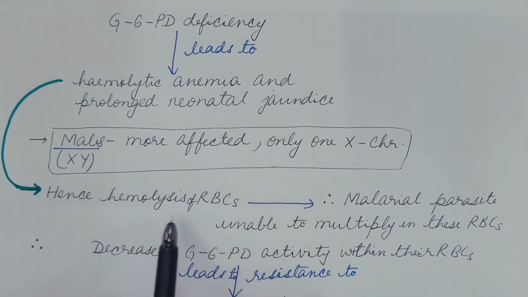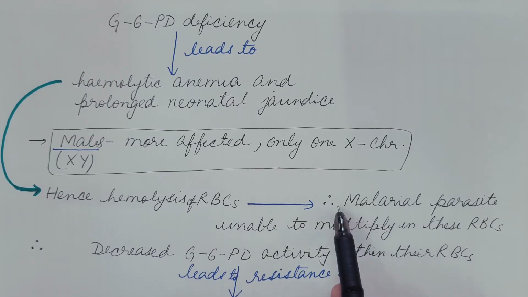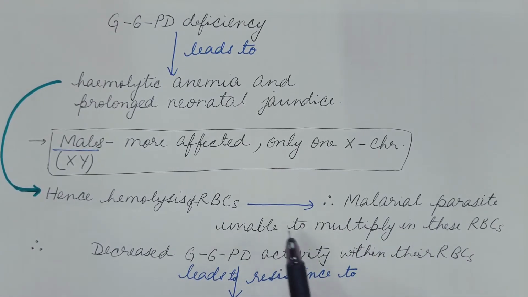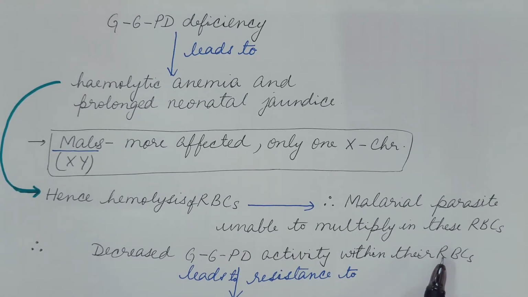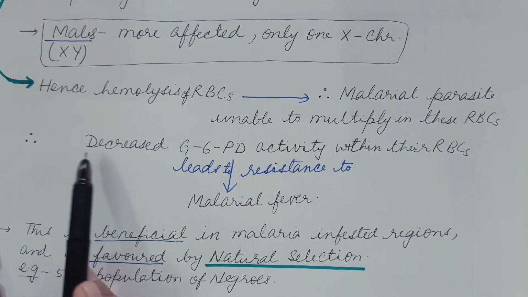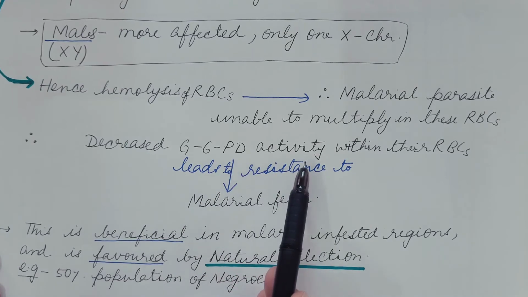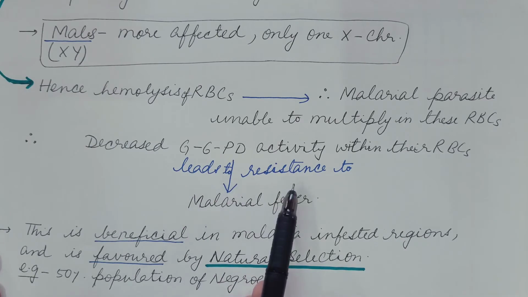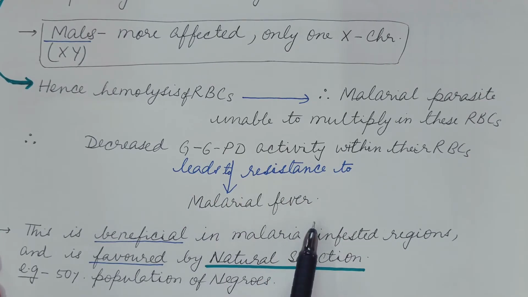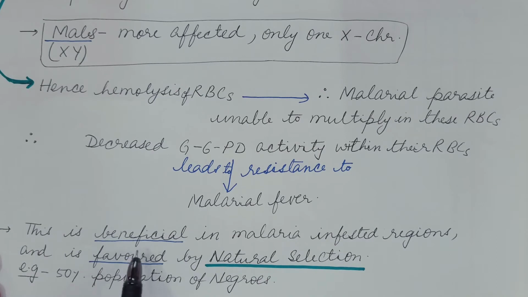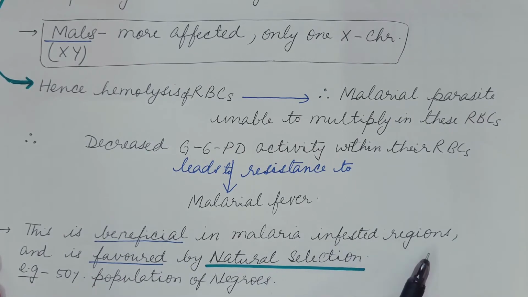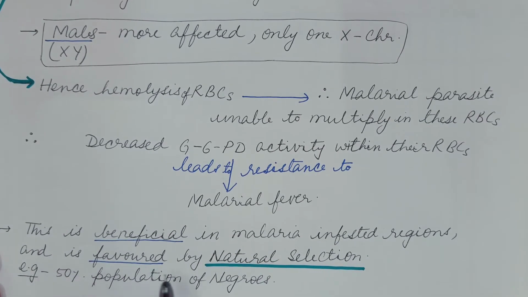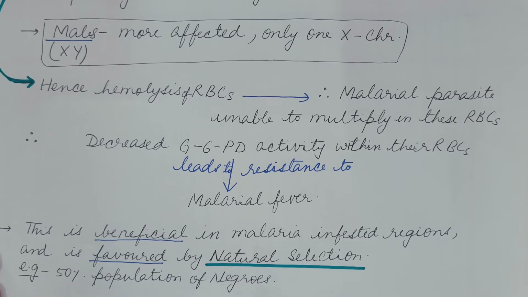Hence, if there is hemolysis of RBCs, malarial parasites are unable to multiply in these RBCs because malarial parasites breed in these RBCs. Therefore, decreased glucose 6-phosphate dehydrogenase activity within RBCs leads to resistance to malarial fever. This is beneficial in malaria infested regions and is favored by natural selection.